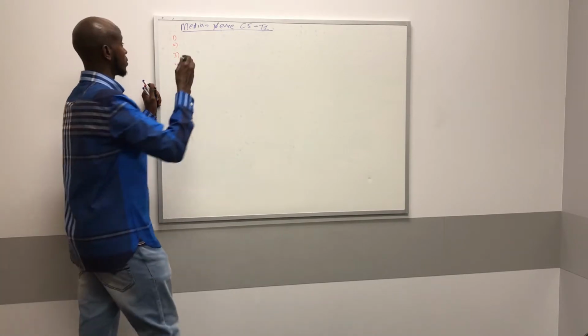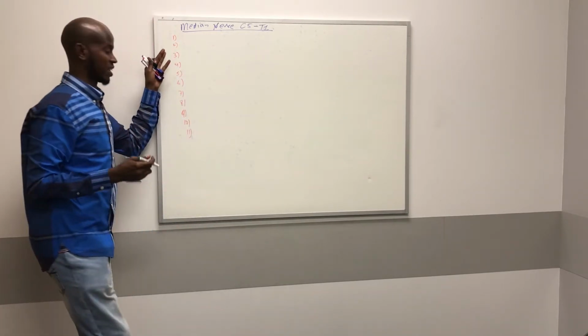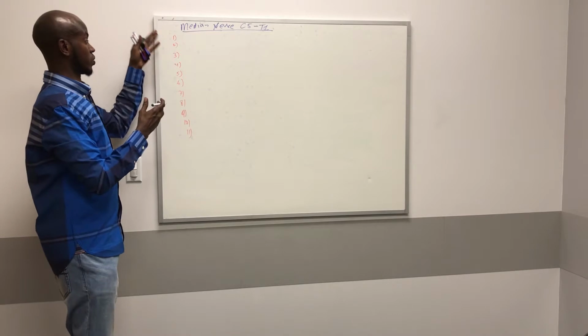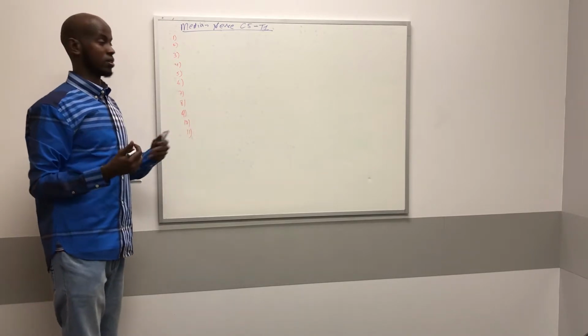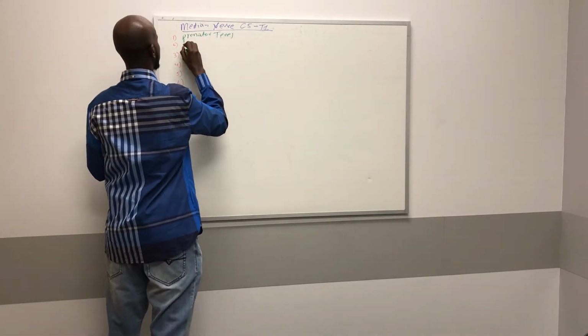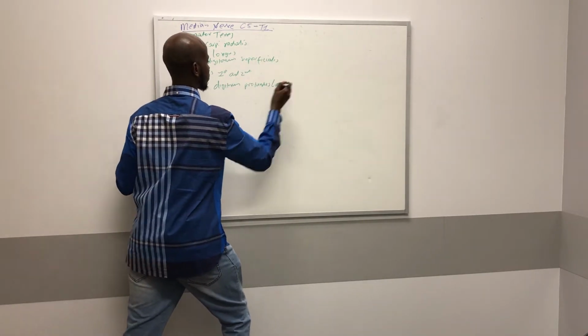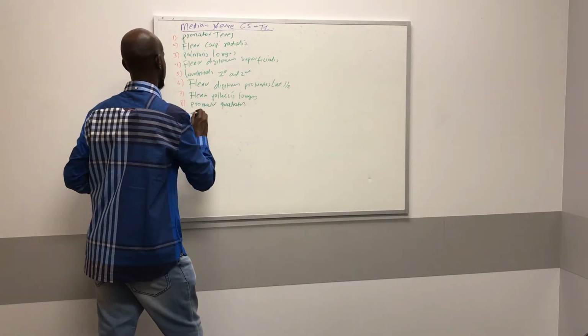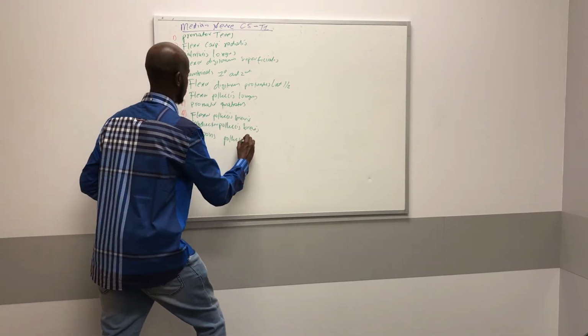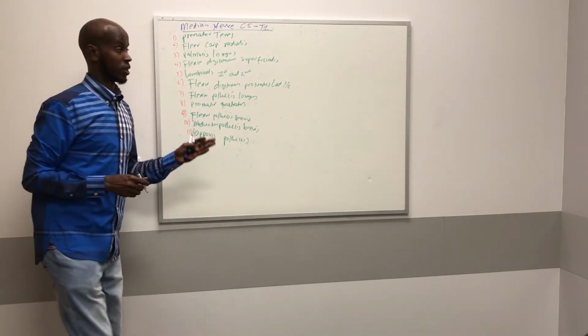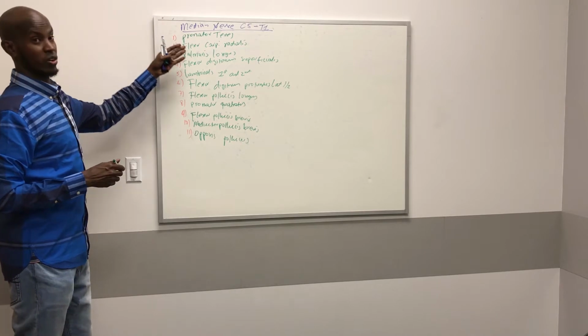Okay, the median nerve supplies 11 muscles. So I'm going to write down those 11 muscles and then discuss them with you. Okay, those are the 11 muscles that are supplied by the median nerve.